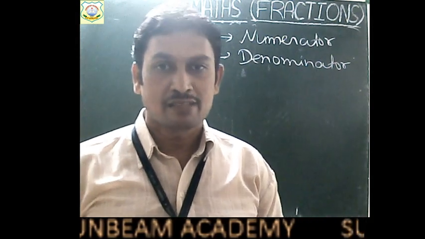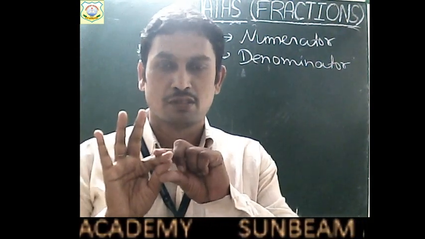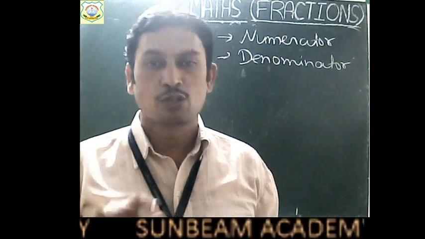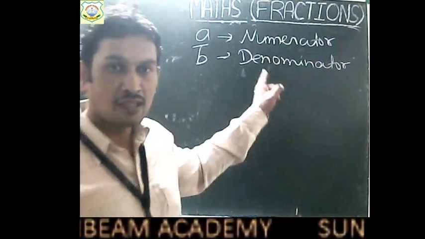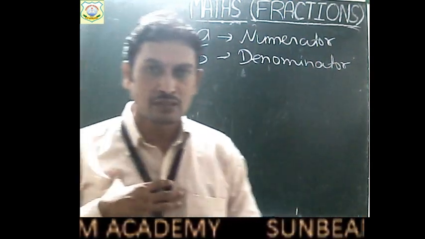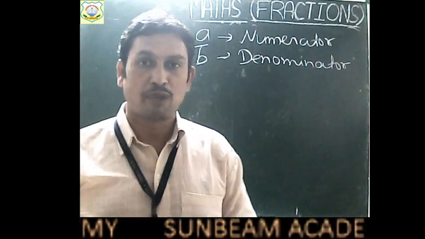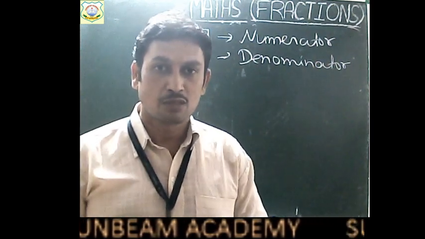If we have divided something into 5 partitions and out of 5 we have chosen 2 parts only, so our fraction will be 2 out of 5, right? So 2 out of 5 means 2 by 5. So 2 will be the numerator, that is the number of parts we have chosen, and 5 will be denominator, that means total number of parts. Okay. So denominator shows the total number of partition, the lower part.